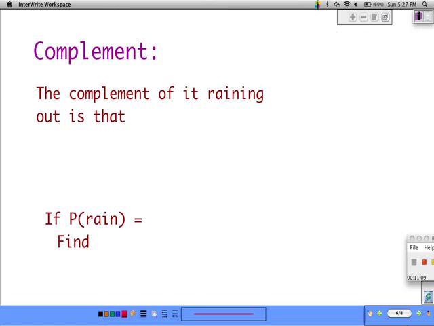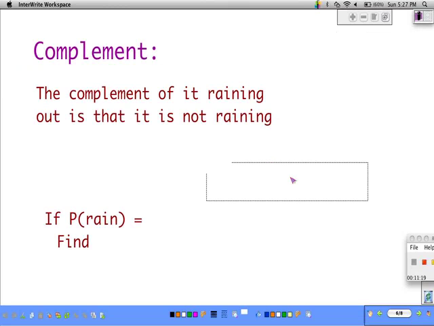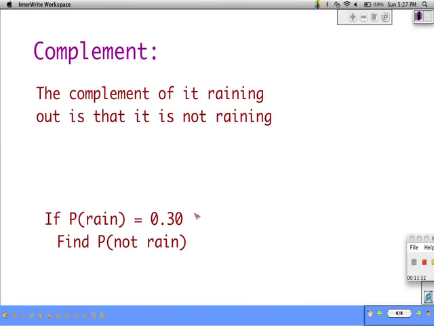What we've just looked at with this tree diagram is actually the complement. It involved the complement of our event. The complement of it raining out is that it's not raining. In the last problem, we looked at getting a 3 or a 6 as the event. Not getting a 3 or a 6 is the complement of that. And if the probability that it rains is 0.3, the probability that it doesn't rain, it should make sense, is 0.7. And what we're doing is we're taking 1 minus that probability.